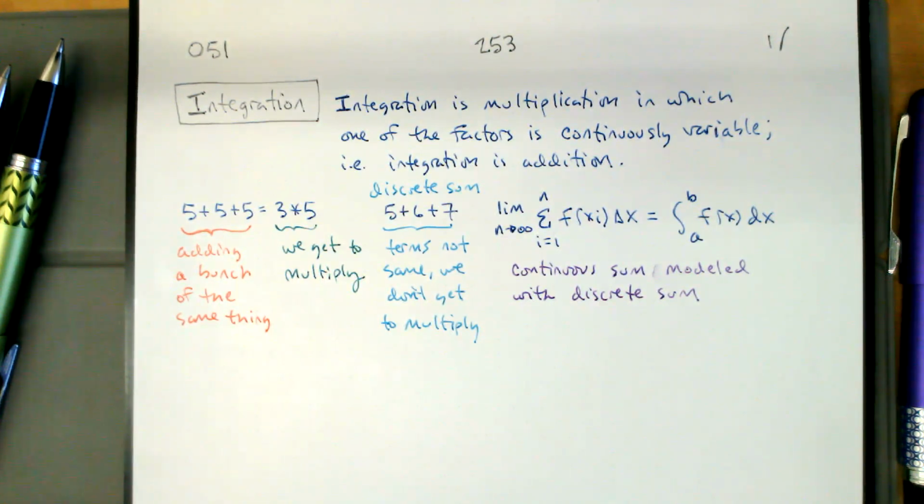Any questions? The reason that we need to talk about this is because we're going to talk about integration. And we need to think about what integration can be used for. And integration can be used exactly for this, among other things, but exactly for this. Integration is multiplication in which one of the factors is continuously variable.